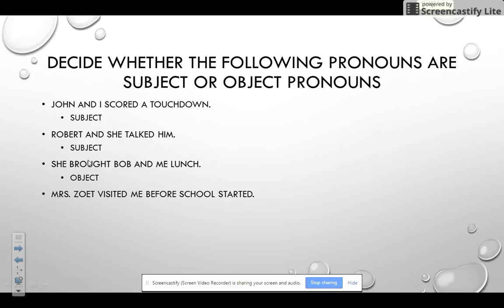Mrs. Zoot visited me before school started. Notice how me is our pronoun. We take a look for a verb. We find the verb before me. So since the verb comes first, me is an object pronoun.